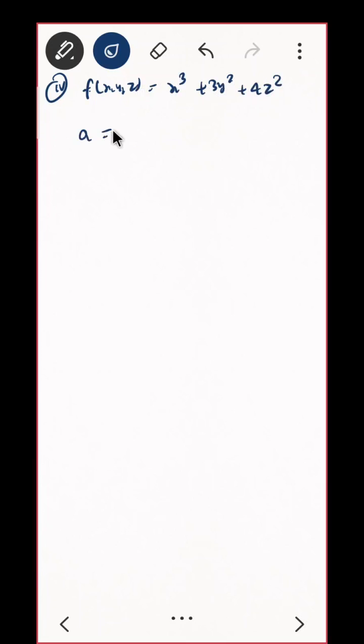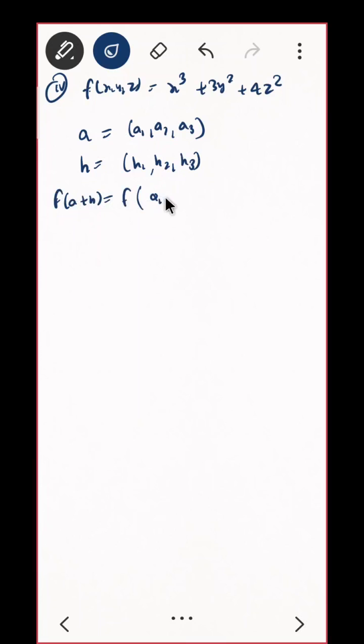First we decide a. Correct. A is e1 e2 e3. Next is h, that is h1 h2 h3. What is the next thing? We find f of a plus h. Correct. Look, I am doing the same step in every problem. So it will be e1 plus h1, comma, e2 plus h2, comma, e3 plus h3. Correct.